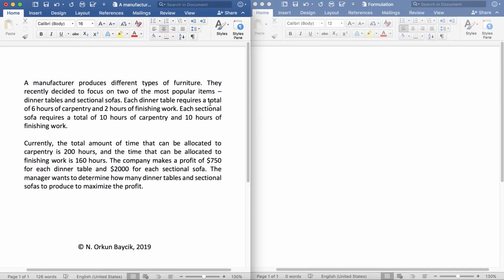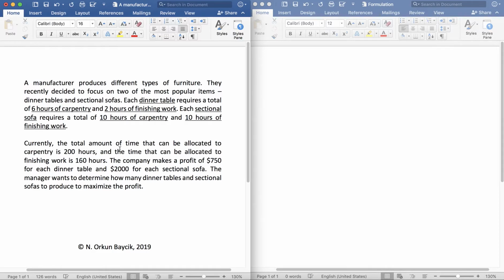Each dinner table requires a total of 6 hours of carpentry and 2 hours of finishing work. Okay? So this is important. Each dinner table requires a total of 6 hours of carpentry and 2 hours of finishing work. Okay, so these are important. Each sectional sofa requires a total of 10 hours of carpentry and 10 hours of finishing work. So this is another important set of information. So 10 hours of carpentry and 10 hours of finishing work. Okay, so I underline them to keep that in mind.